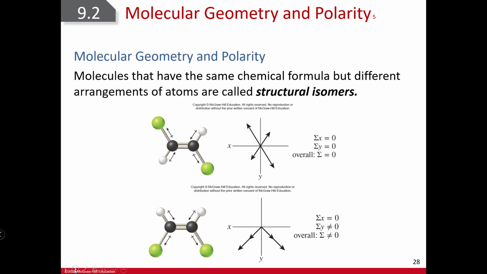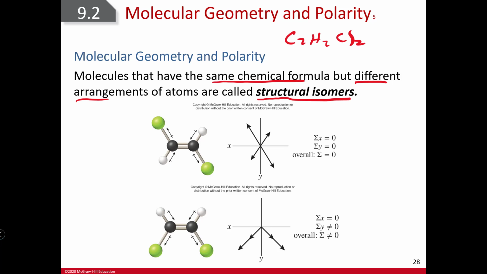All right, this is one that's really big when we talk about organic chemistry. It's called the cis and trans isomer. I want you to make sure you understand what this means here. Structural isomers must have the same chemical formula but different arrangements. That's what a structural isomer is. This is C2H2Cl2. Same chemical formula, different arrangements, and one is polar and one is nonpolar.